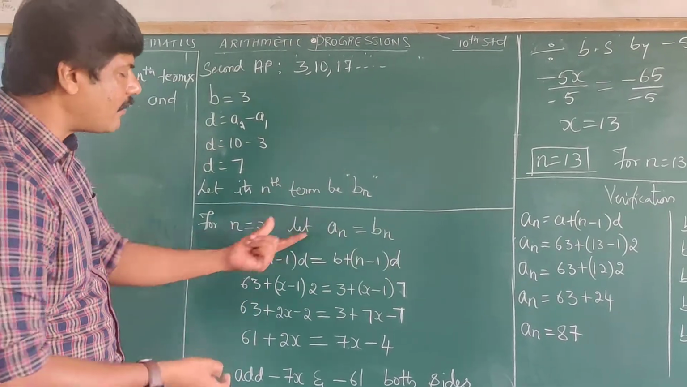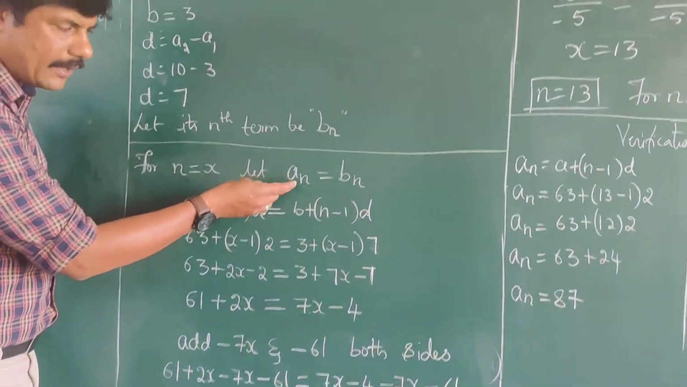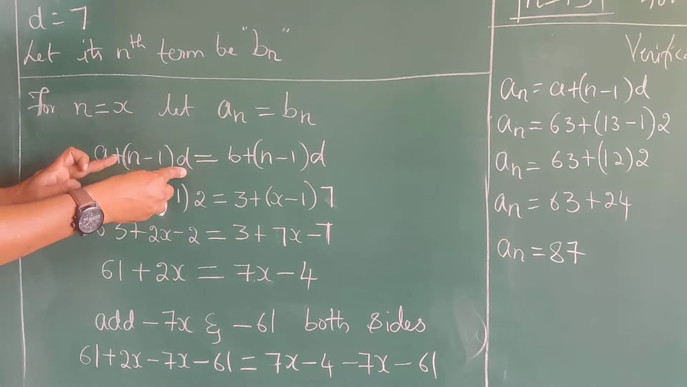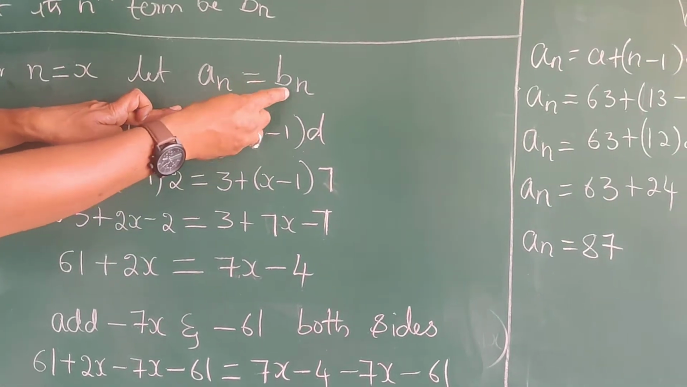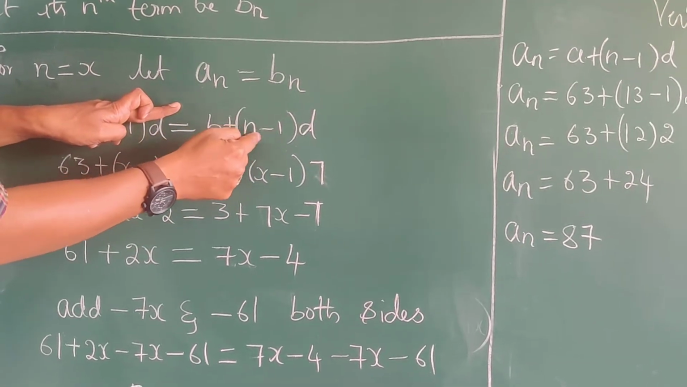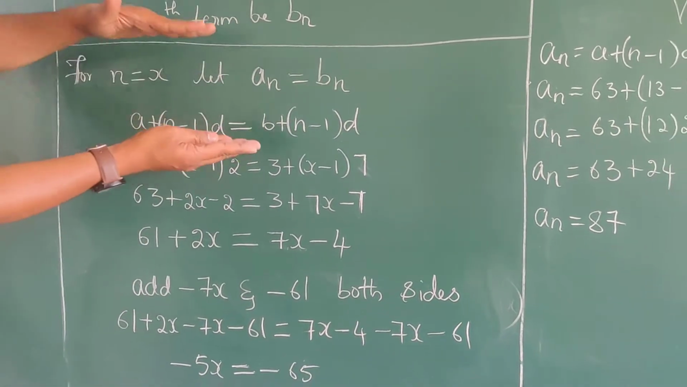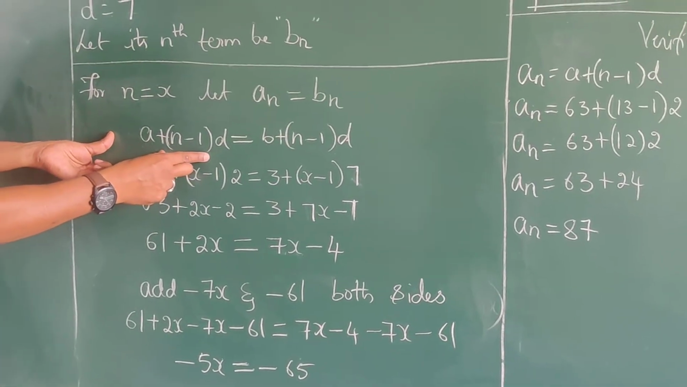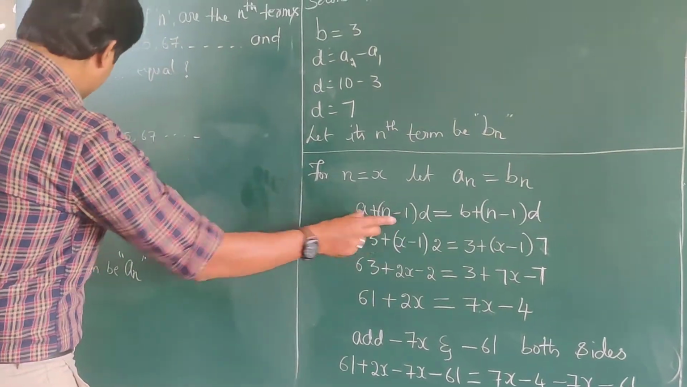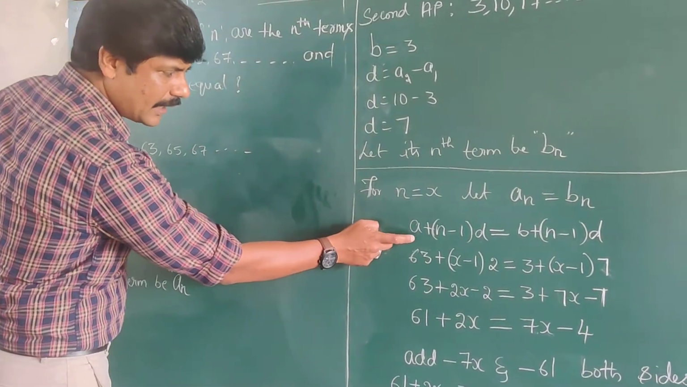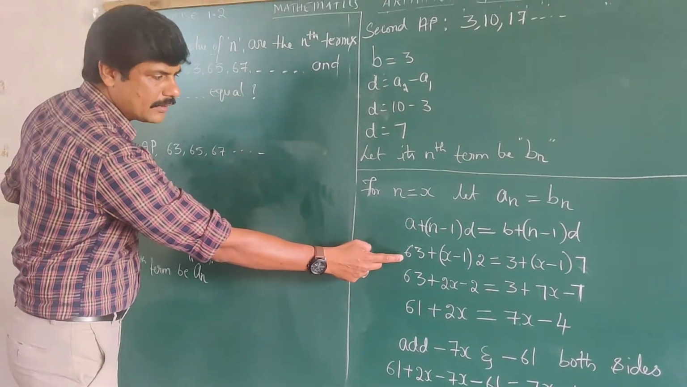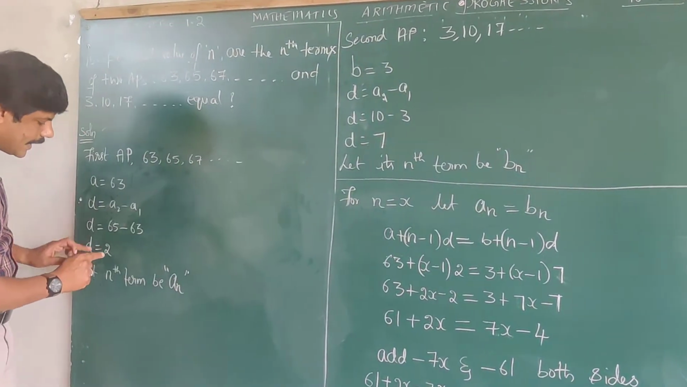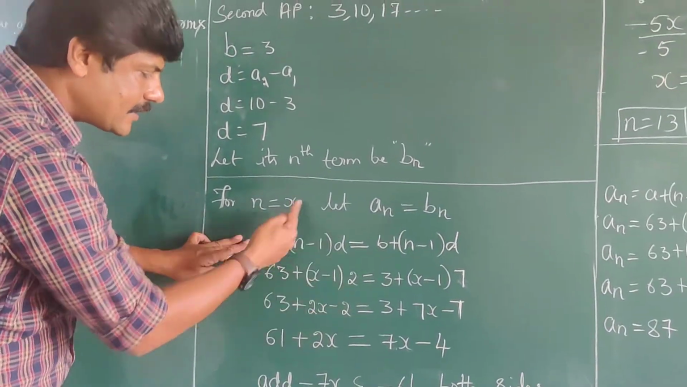What is the nth term formula for an? Substituting, an equals a plus n minus 1 times d. And what is bn? Same, b plus n minus 1 into d. This is equating now. After equating, you know that this is the first AP, and you have got its values. Take the data of the first AP: a value is 63, substituted. What is the value of n? x, substituted. What is the value of d? 2, substituted. Understand? This is the first AP.